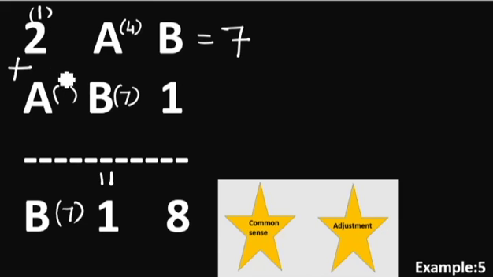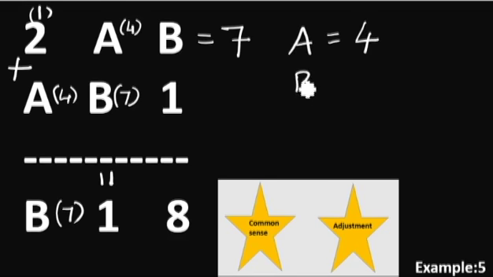Now this is carry over 1 and this is 2. Adding those of them we will get 3. 3 plus 4 is 7. We have got our value correct. It means we have got all the values. A equals 4, B equals 7.